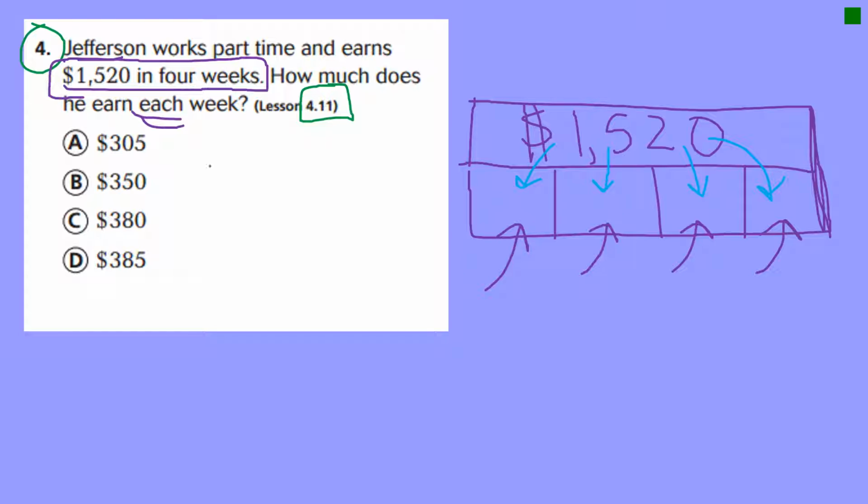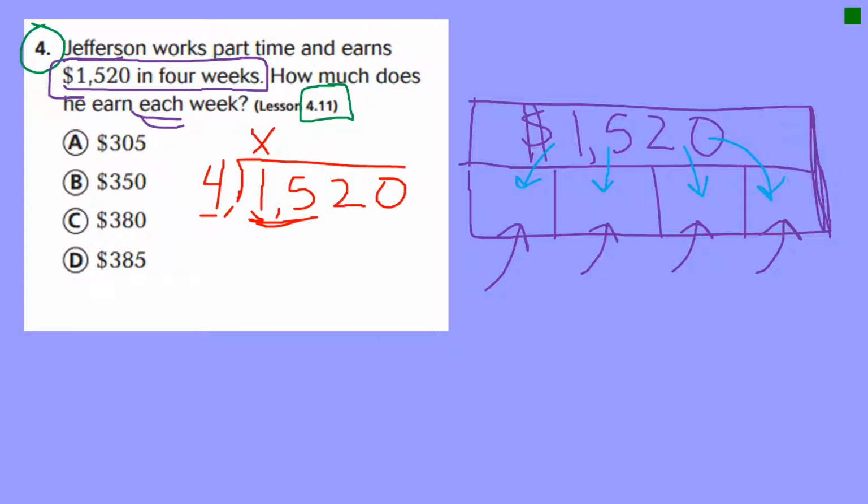Division! So let's see. 4 into 1,520. Okay? So you guys remember all about division? Right? Divide, multiply, subtract, check, bring down. Okay? 4 into 1,000. Do we have enough thousands to give 4 people each 1,000? No, we do not. So let's go over here.